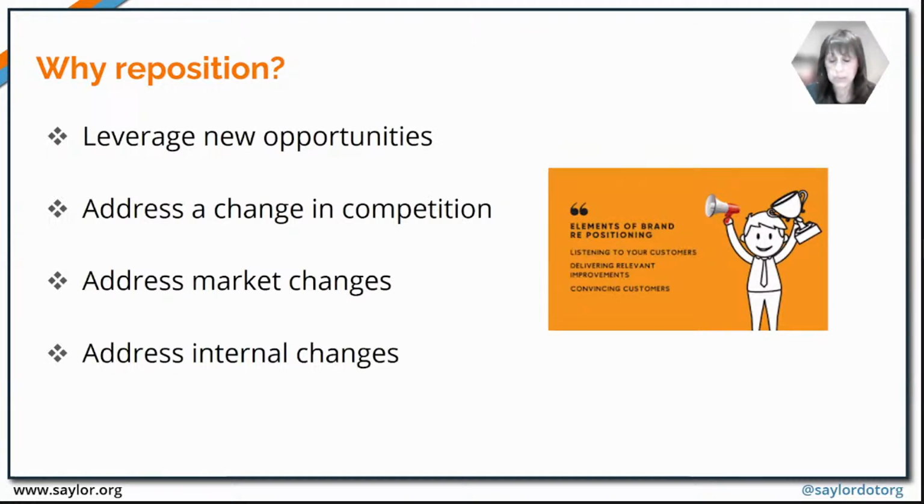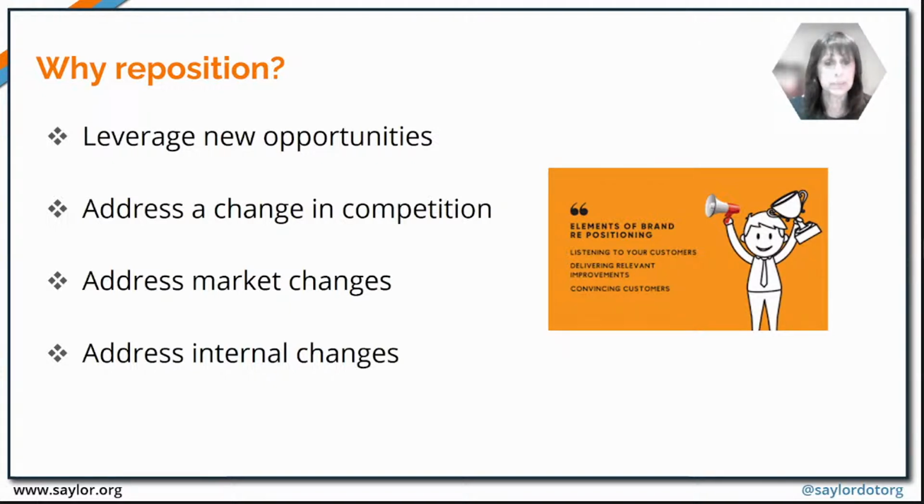So let's talk about repositioning. Repositioning is when you take your brand and you create a new image around the brand and how the consumers will feel about that brand. So why do we do this? This helps to generate new opportunities. Sometimes we reposition as a response to what the competition is doing. Sometimes we do this to address market changes, and sometimes we do this to address internal changes.